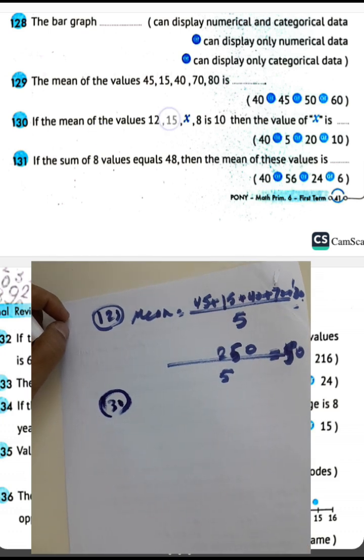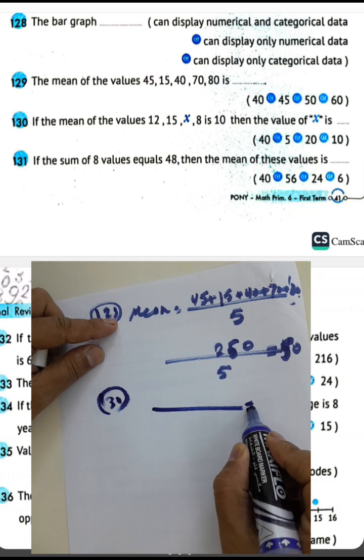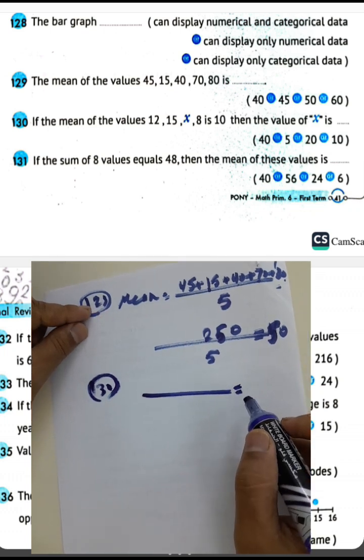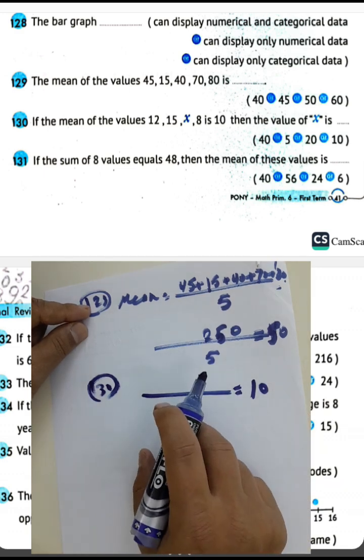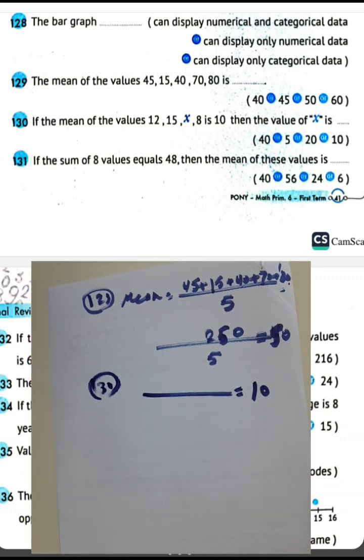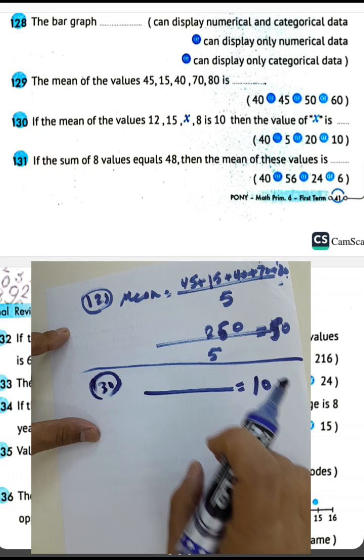If the mean of the values is 10, then the value of x equals what? Okay, he gives us the mean here, equal 10. He gives the other value here, x. So we can write the rule about the mean: the mean equals the sum of all values divided by the number of values.